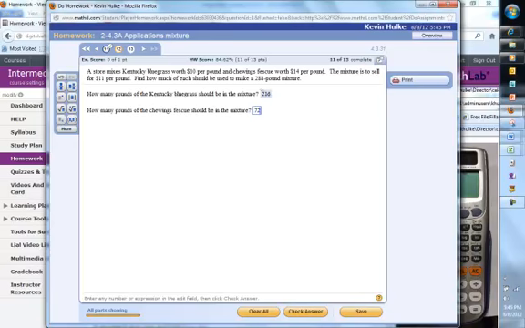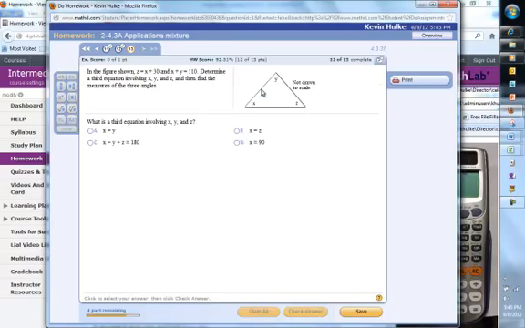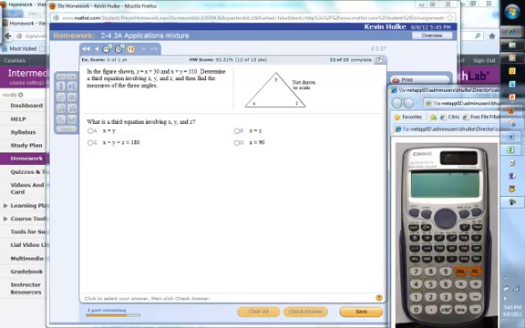I knew it was going to be more pounds of the bluegrass because the answer was closer to the bluegrass. Let's look at this one.